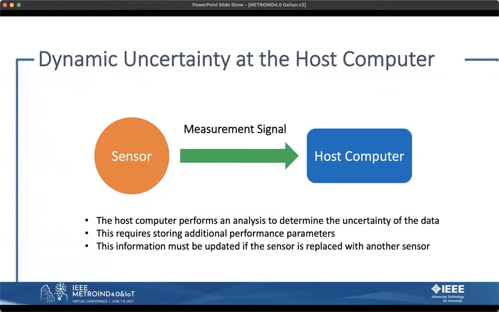With this idea of dynamic uncertainty, we add another layer where the measurement signal is coming to the host computer. And not only is there a conversion going on at the host computer, but also there's an analysis being carried out that can then determine some kind of estimate of the accuracy and therefore the uncertainty of that signal being reported by the sensor.